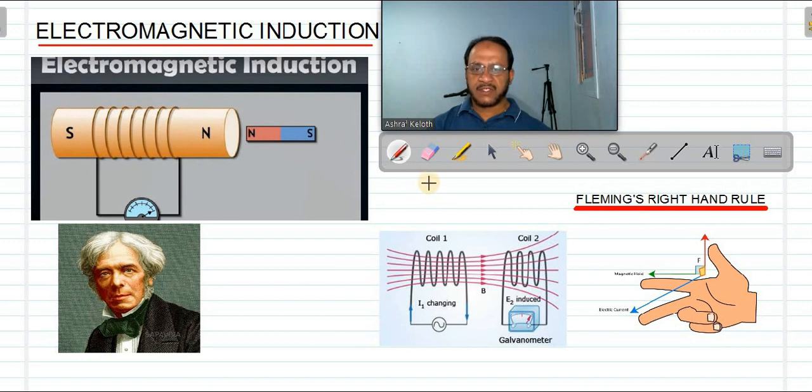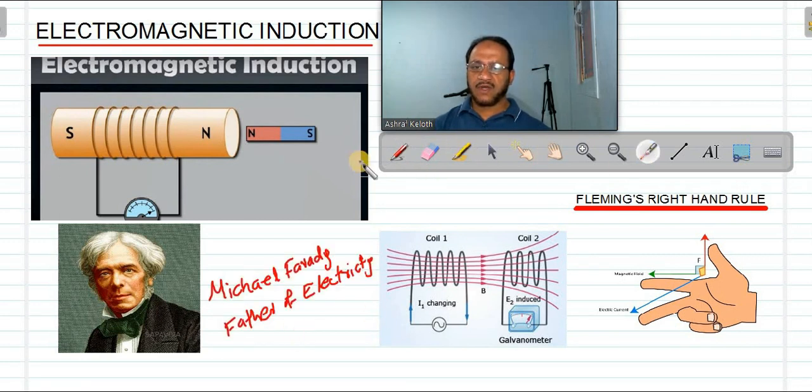Who is the father of electricity? Michael Faraday. He was considered the father of electricity because of one simple discovery, that is electromagnetic induction, that we are going to explain today. It was in the year 1830, nearly 200 years back. This discovery was how many years back? 200. This great person discovered the phenomenon called electromagnetic induction.